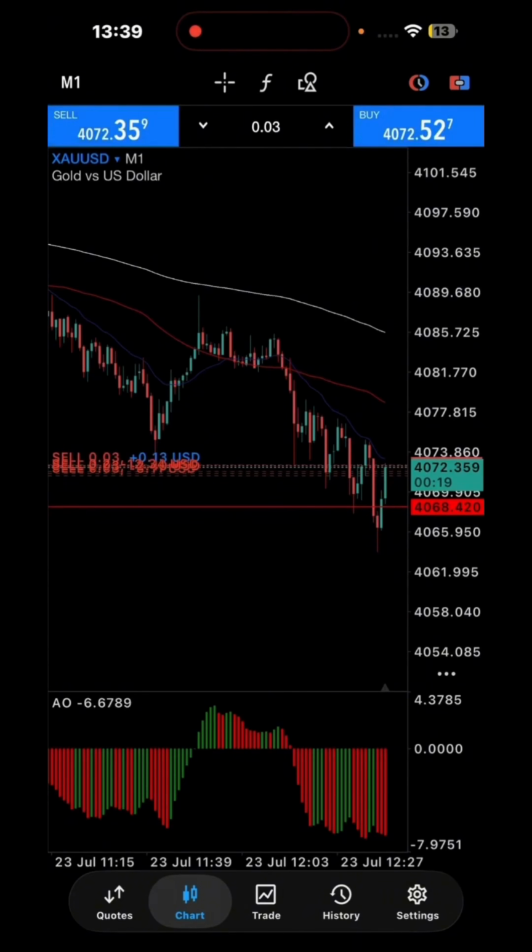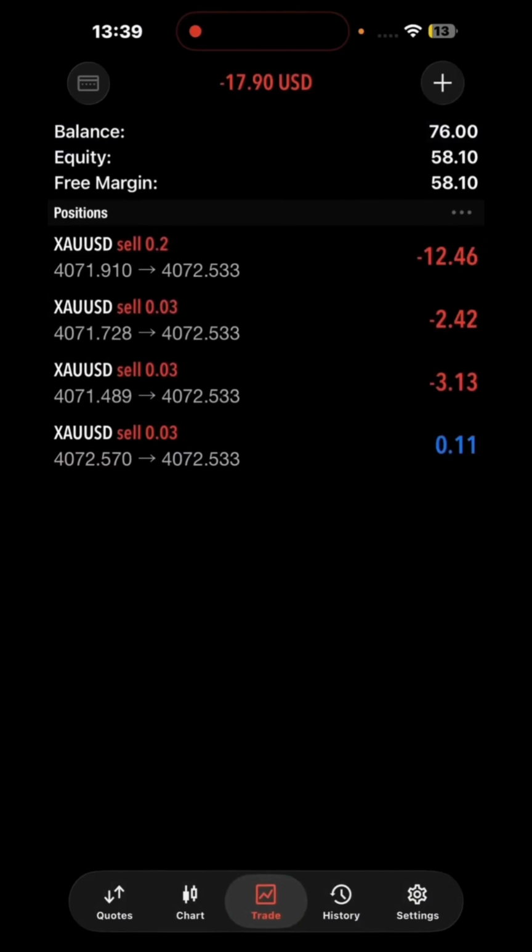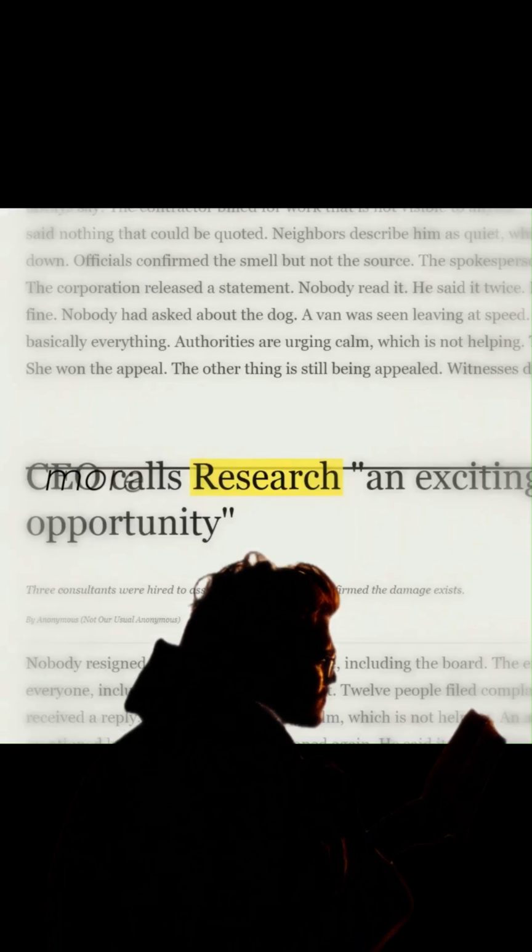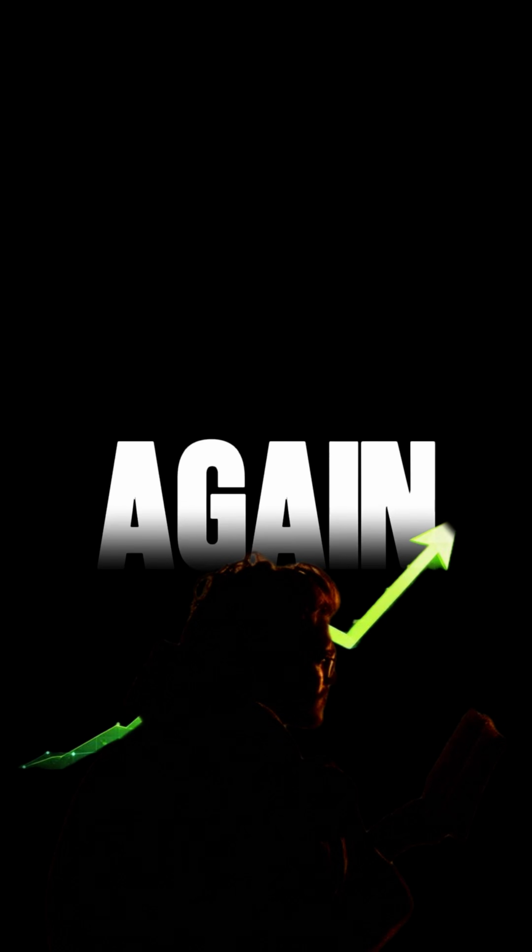So we can see clearly the market structure is moving to the downside, and my indicator just gave me a sell. Okay, so I made some mistakes the last time which made me blow my account. So I went to do more research, more refining. I refined the indicator more, and I'm trying again.